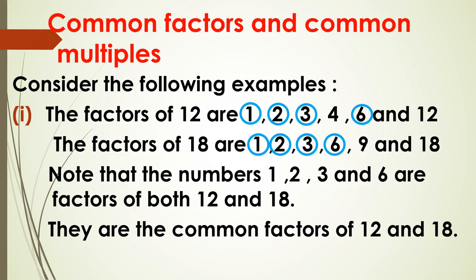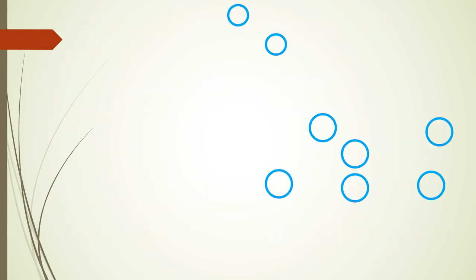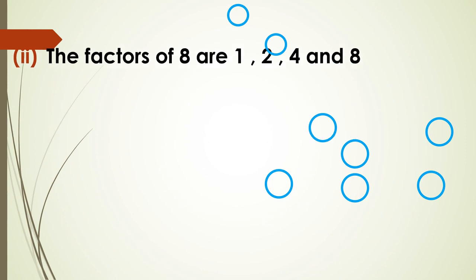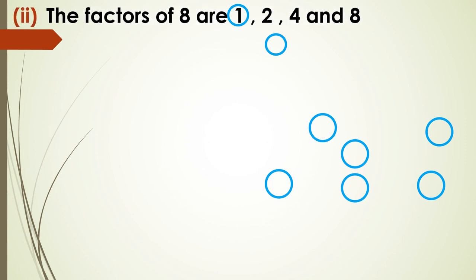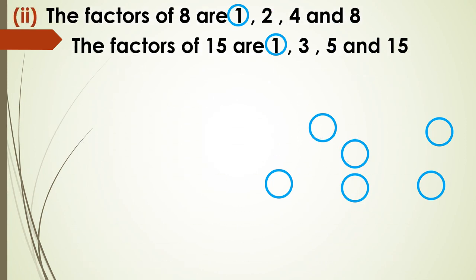See one more example of common factors. In this we are finding the factors of 8 and 15. Factors of 8 are 1, 2, 4 and 8. And factors of 15 are 1, 3, 5 and 15.